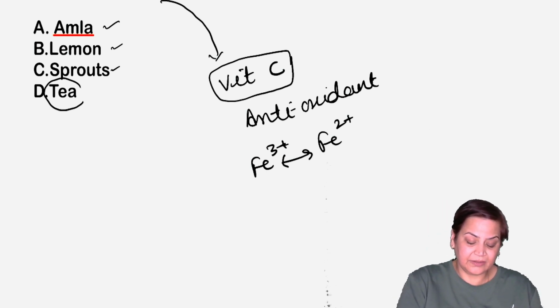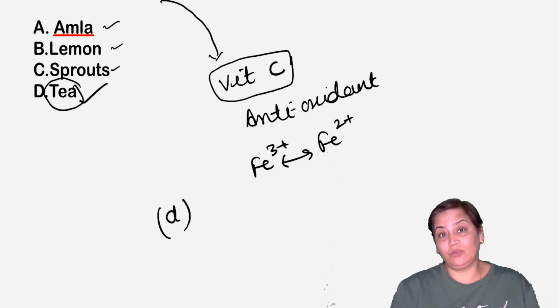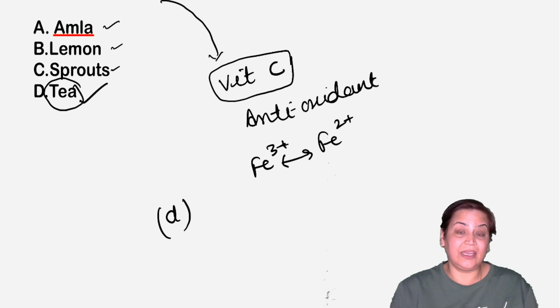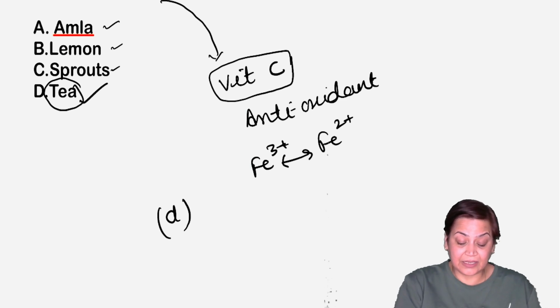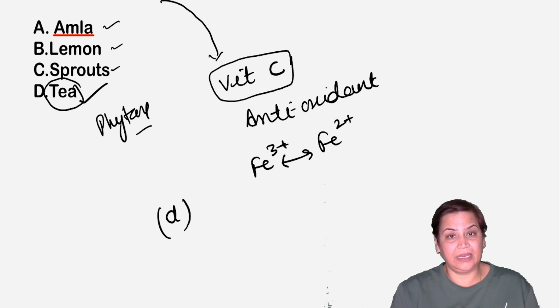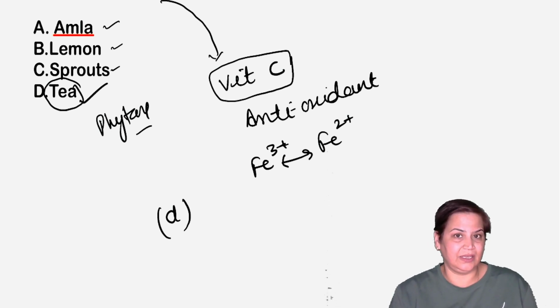Leftover is tea. So the answer is going to be tea. Now the question arises, what is there in tea that is actually inhibiting the absorption of iron? Tea has phytase in it. And always remember, this phytase generally interferes with that. Whenever we are having a meal with tea, it is always going to affect the absorption of iron.